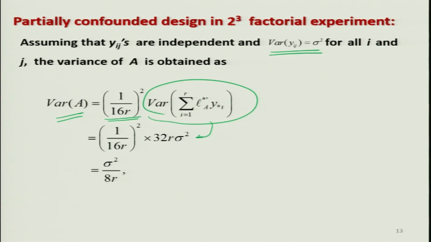You can see here there are 32 terms. So, this will become 32R sigma square multiplied by 1 upon 16R whole square. If you simplify, this will come out to be 6 sigma square upon 8R.